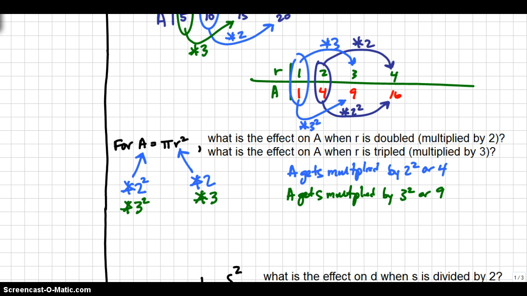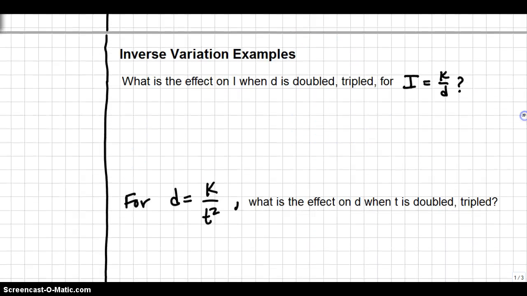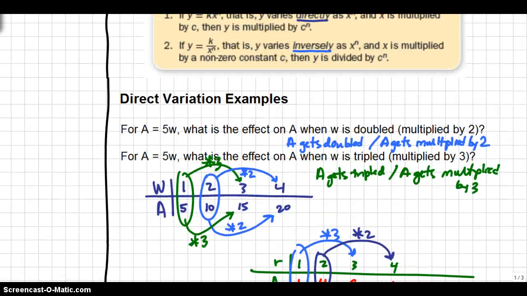So those are your 2 direct examples. Here's your 2 inverse examples. The students should take a moment to copy those. Let's just quickly review the theorem before we try these 2.